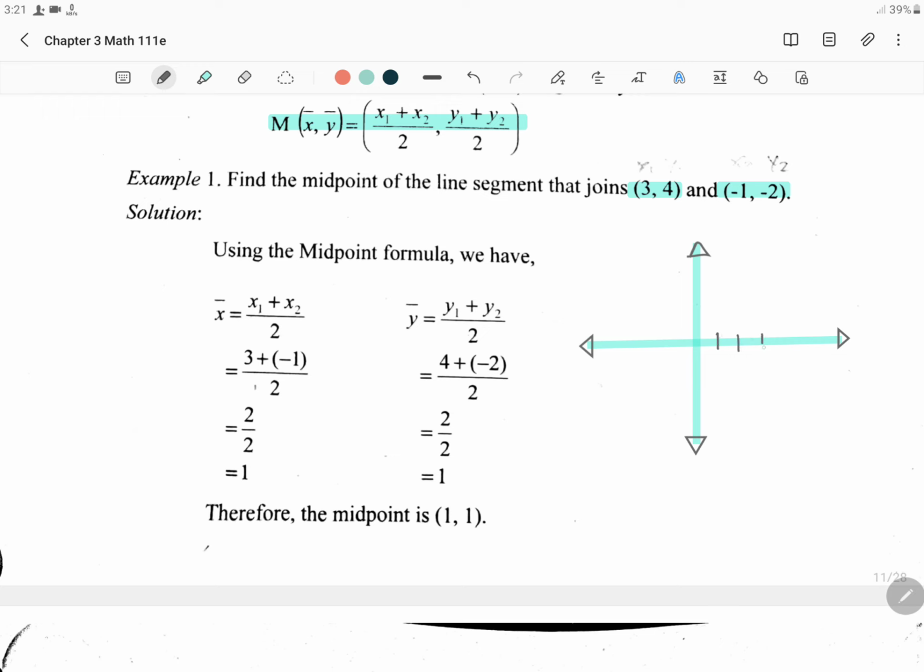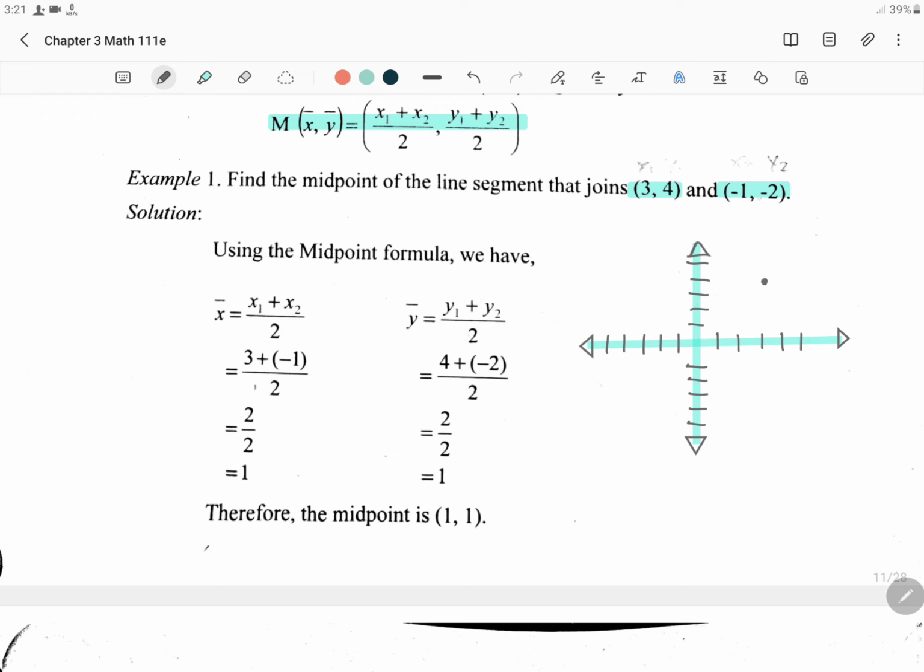1, 2, 3, 4, 5. Okay. Now, ipa-plot ko yung points natin. 3 and 4. So, positive yan. Nasa first quadrant yan. Mag-count ako sa X muna ng 3. 1, 2, 3. Then, 4 to the Y-axis. So, dito ako magbase. 1, 2, 3, 4. So, nandito yung point ko.